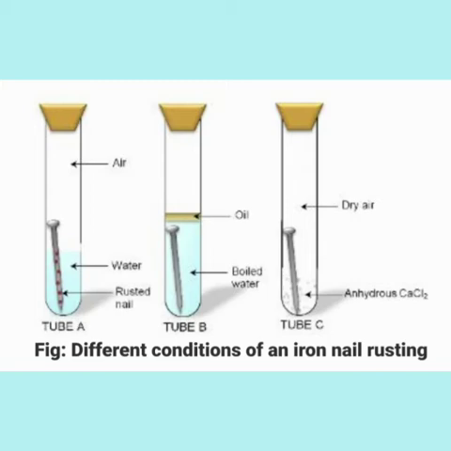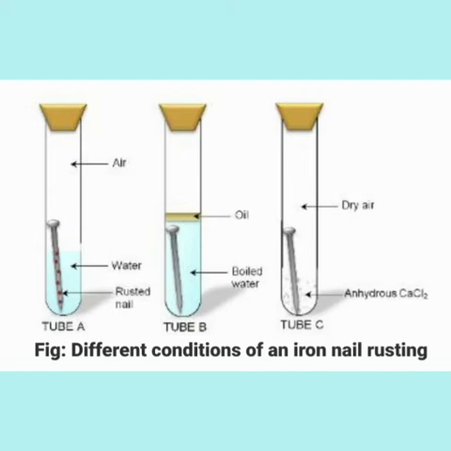We will take three test tubes. In test tube A, there is an iron nail, water and air. In test tube B, there is boiled water, an iron nail and a layer of oil above it. In test tube C, there is an iron nail, dry air, and some anhydrous calcium chloride is kept in it to absorb all the moisture.